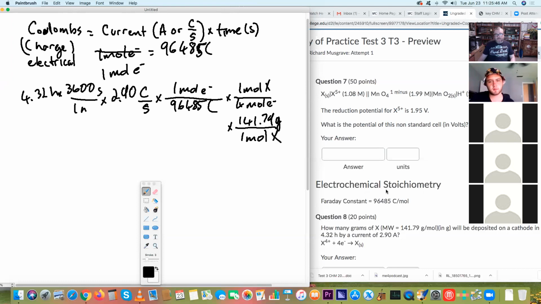All right. Would the answer have 3 significant figures? It would, in this instance, yes, because of the 4.32 and the 2.90. Okay, that's what I was thinking.